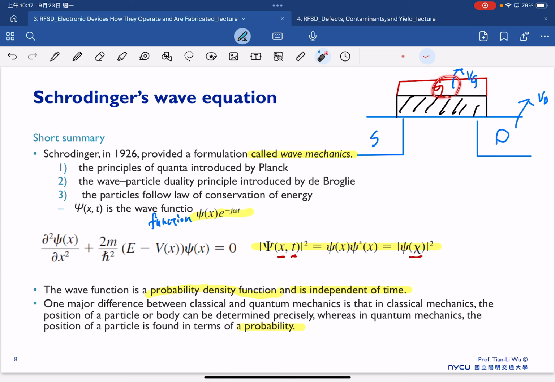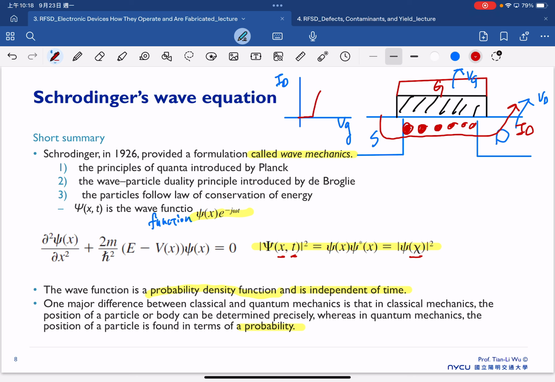Once our gate bias is large enough, we start to form the inverted electrons below. And because we also apply the positive drain bias, these electrons will be attracted and flow to the right and become our drain current. So this is the ID-VG curve. That's why we have the threshold voltage here.